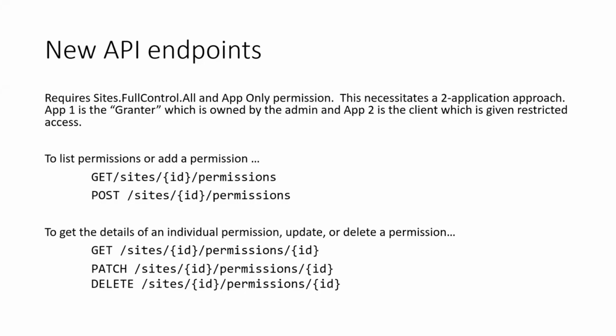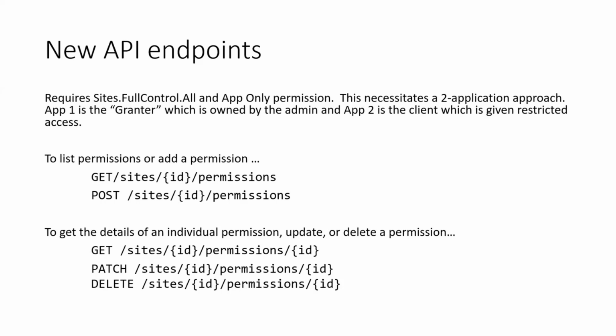The new endpoints we are adding, as I said, require sites.fullcontrol.all, and require app only for now. We've had discussion about whether we open this up specifically for a tenant admin delegated permission as well. We can add that check if we need to. The initial implementation requires app only. And as I said, you basically have two apps or N apps in this scenario. App 1 is the thing that IT will own, which is the thing that sets the permissions. And app 2 through N are the apps that need the permissions set and request sites.selected.